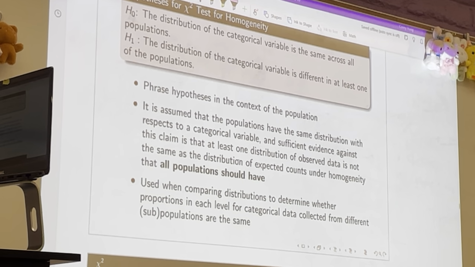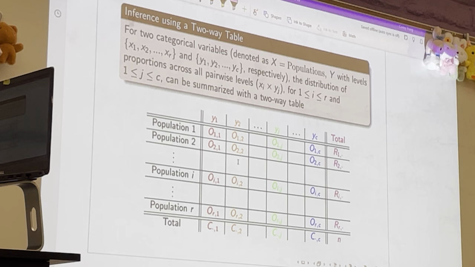So notice that each population has a little bit of a rainbow to them. And we want to say that the population in the first row is the same as the second row, and is the same as the ith row, and the same as the last row. So that's what we're trying to test in this case. And again, notice that we're still summarizing in a two-way table because of two categorical variables.